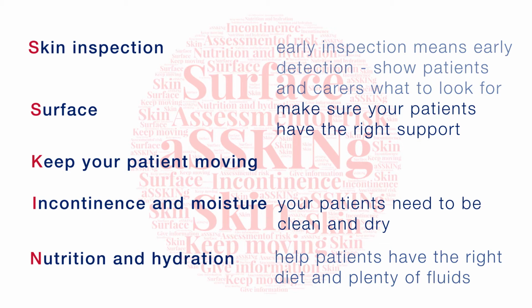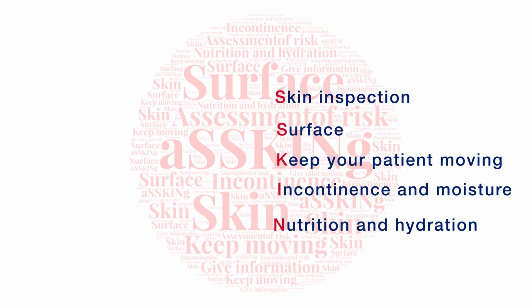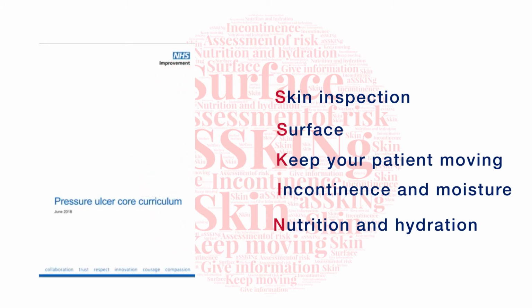And then in 2018, NHS Improvement published a pressure ulcer core curriculum document to help guide education for nurses and other healthcare professionals on preventing pressure ulcers. Taking the existing aSSKIN model into account, they added 2 important additional elements for preventing pressure ulcers, these being A for assess risk and G for giving information. So this is where we've got our aSSKING framework.